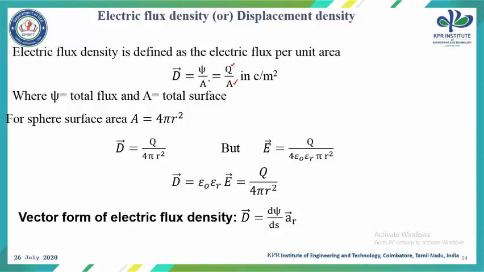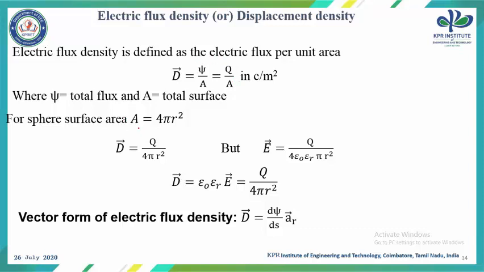Now you just look at these two formulas. Here D is equal to psi by A. Here D is equal to Q by A. Now you just observe: is psi equal to Q? Yes, you have to verify it. That is Gauss's law.